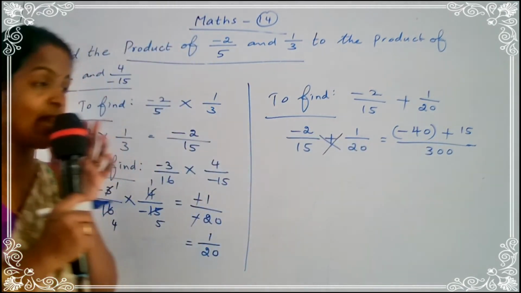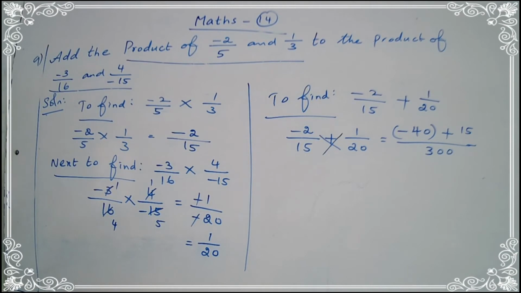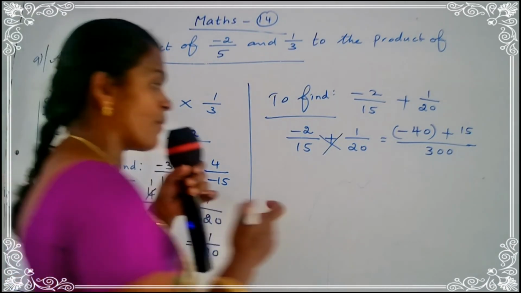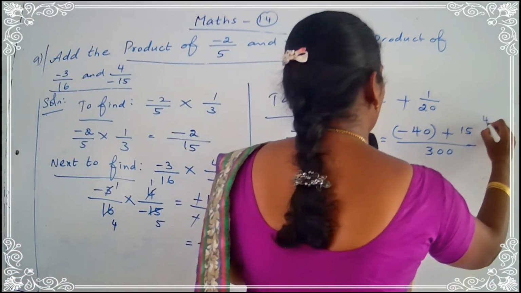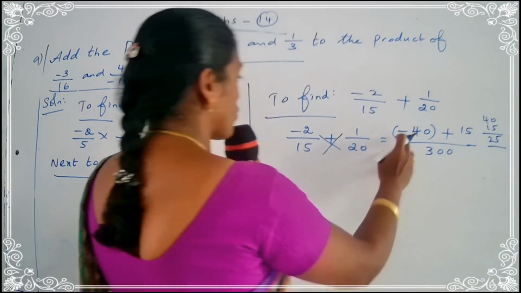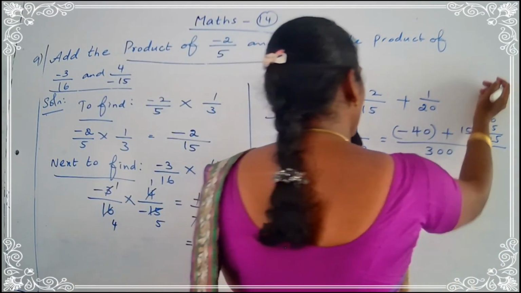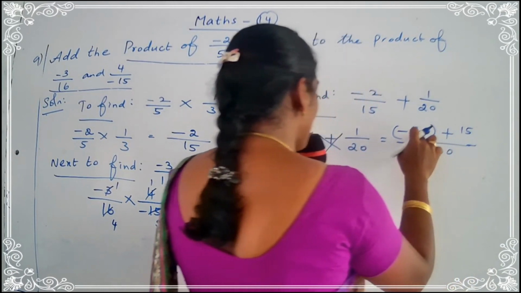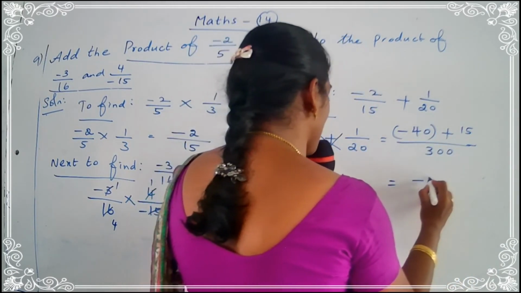Now we find the value of minus 40 plus 15. If the integers have negative and positive signs, one is positive and another one is negative, then find the difference and put the sign of the greater value. So here it is 40 minus 15. How much? 25. So minus 25. Why? Here the greater value is 40. So our answer is minus 25 upon 300.